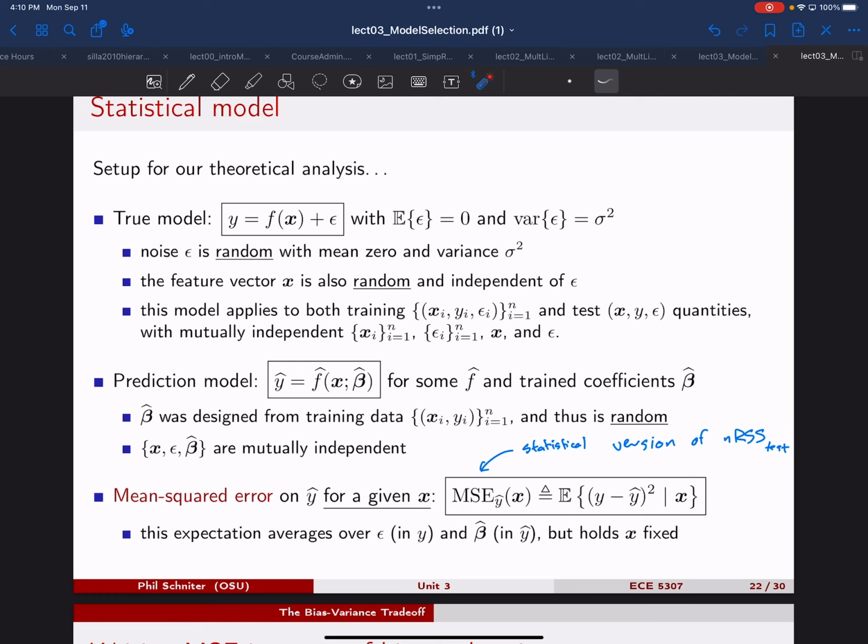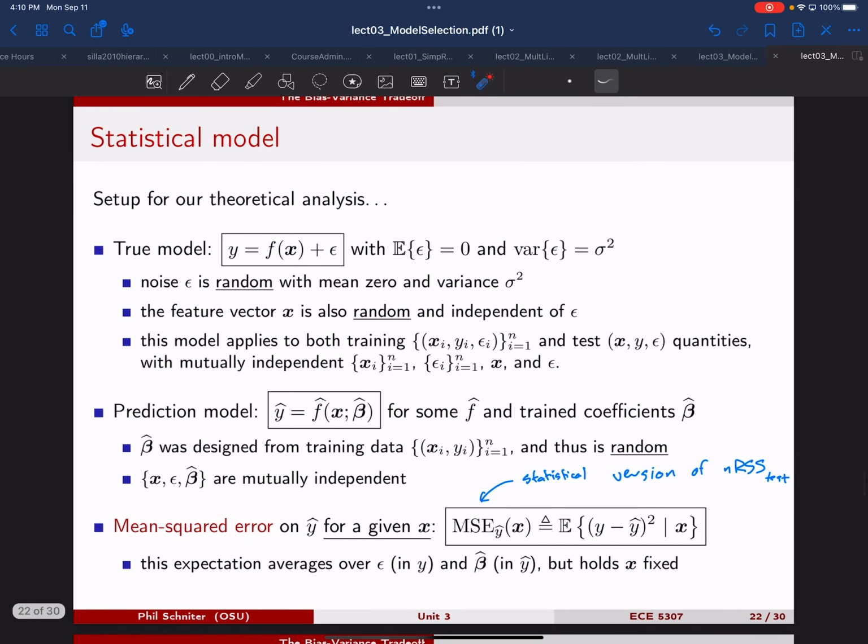So last time, we started by establishing our statistical model, which we're going to use for analysis. In this model, the true targets are generated from some noiseless function, f of x, where x is the features, plus some independent noise that is zero mean and has a variance of sigma squared. This model is responsible for generating our data for test and training. When we deal with test quantities, we won't use a subscript. When we deal with training quantities, we'll use the subscript i.